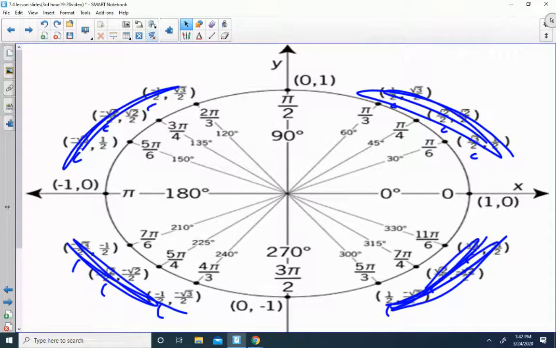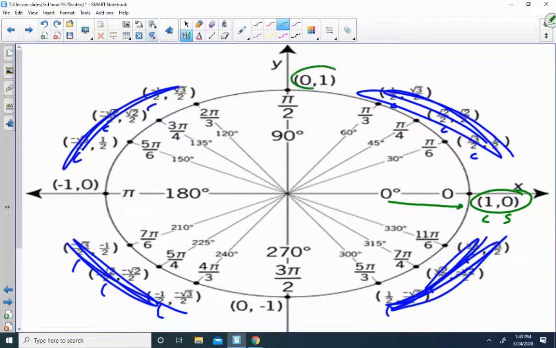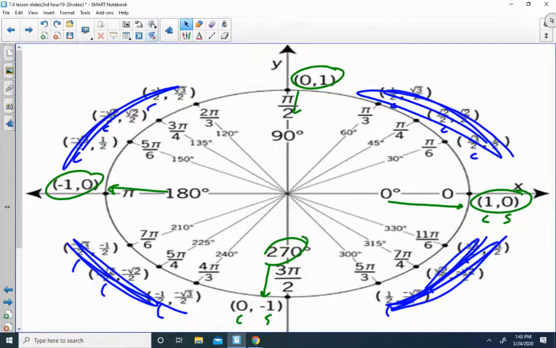So what am I going to do, Miss Shulin? What am I going to have to look at to find out where cosine is 1? And the answer to that is right here. These right here are the answers for when you're directly on the axis, like if you're at 0 degrees, or if you're at 90 degrees, or if you're at 180 degrees, etc. These are the ordered pairs you'll look at.